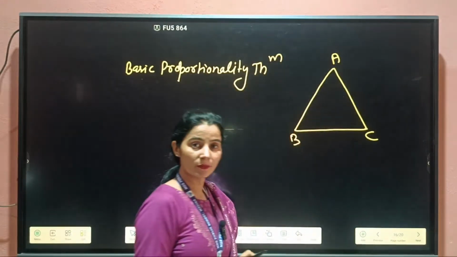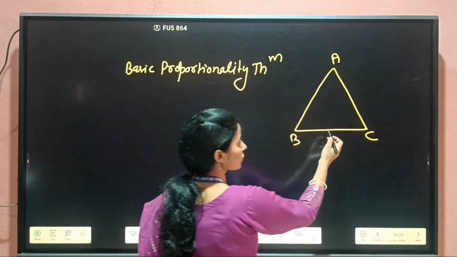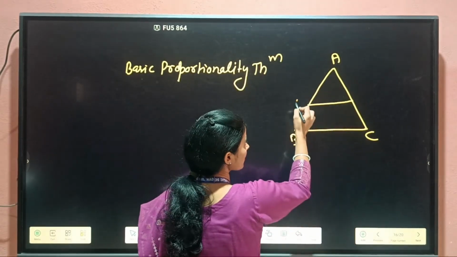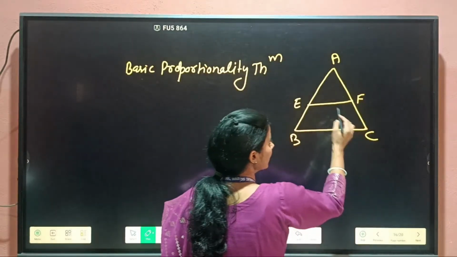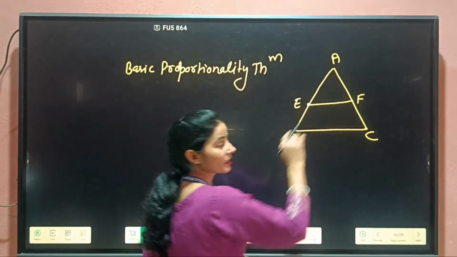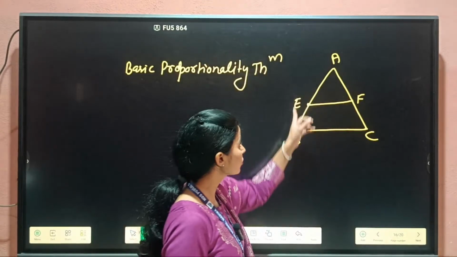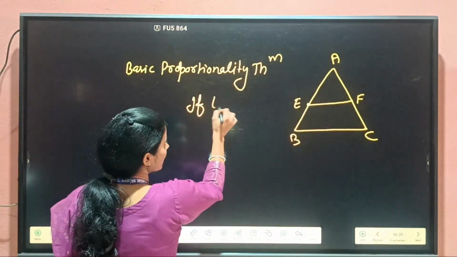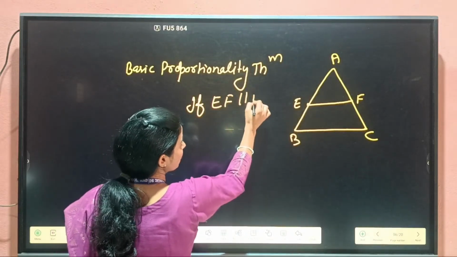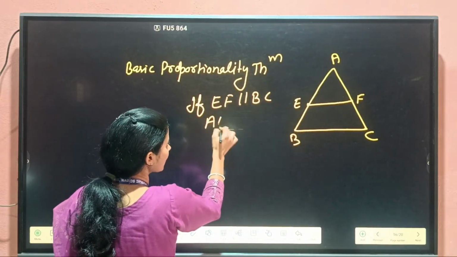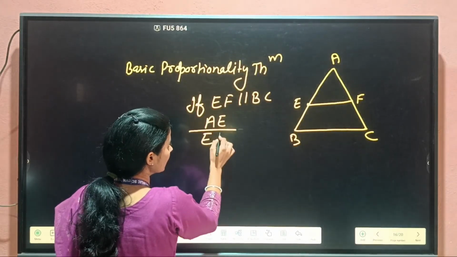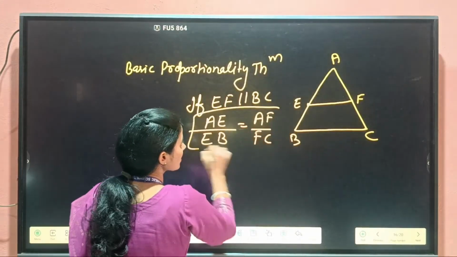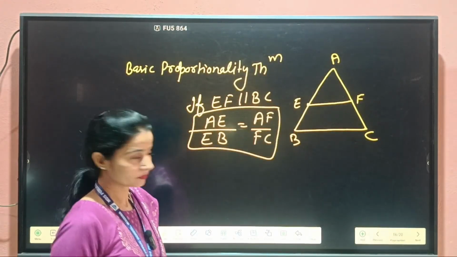If a line is drawn parallel to one side of a triangle, consider this one side. If this line is drawn parallel to BC, say it is EF, and intersecting the other two sides at two distinct points, then these other two sides are divided in the same ratio. Means if EF is parallel to BC, then AE by EB equals AF by FC. This is the basic proportionality theorem.